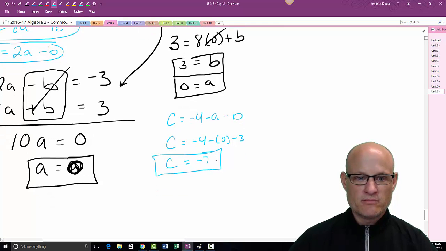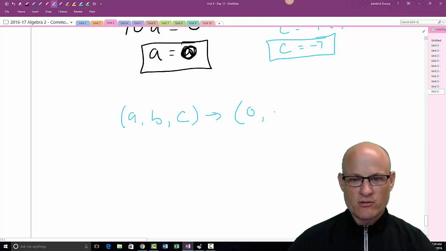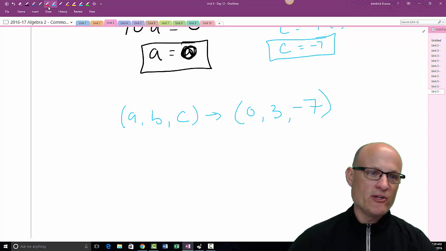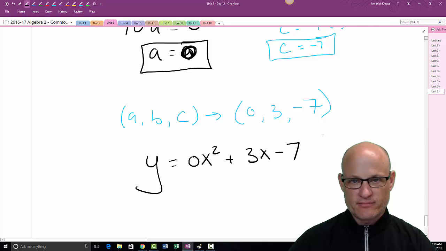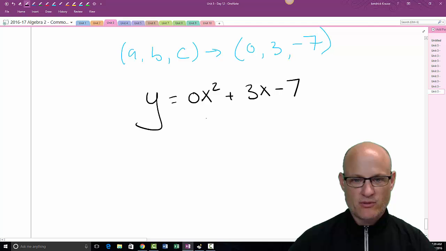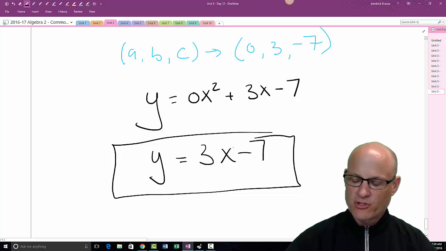All right. Well, now I know what my a, b, and c are. a, b, c is 0, 3, -7. Well, if I write my equation, now this is going to look funky, y equals 0x squared plus 3x minus 7. Okay, well, that's not a parabola. That's actually a line, 3x minus 7. I thought it was going to be a parabola.